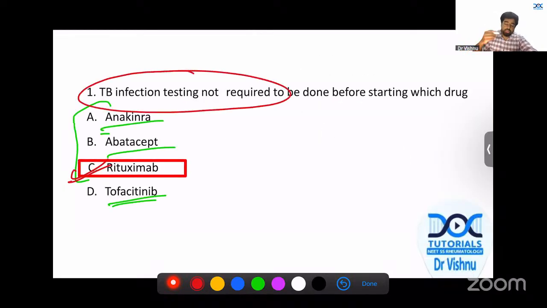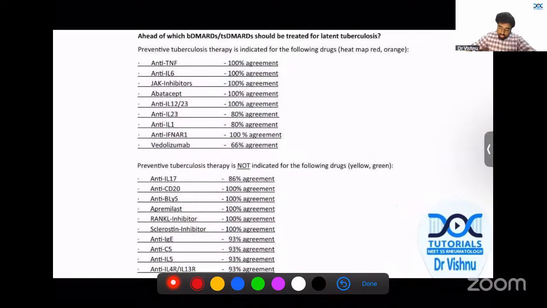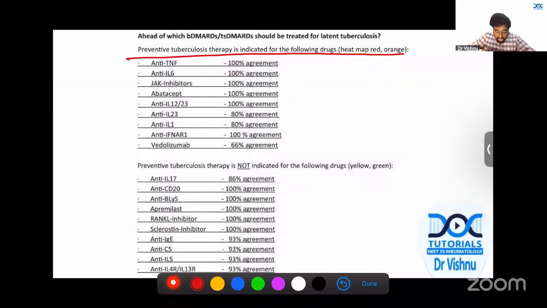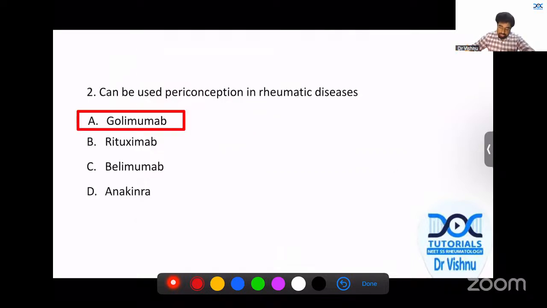Latent TB testing is not required. So, preventive TB therapy is required definitely when you are starting all of these drugs. These include abatacept, anti-IL-1, which were the main confusing options. So, which can be used in periconception.